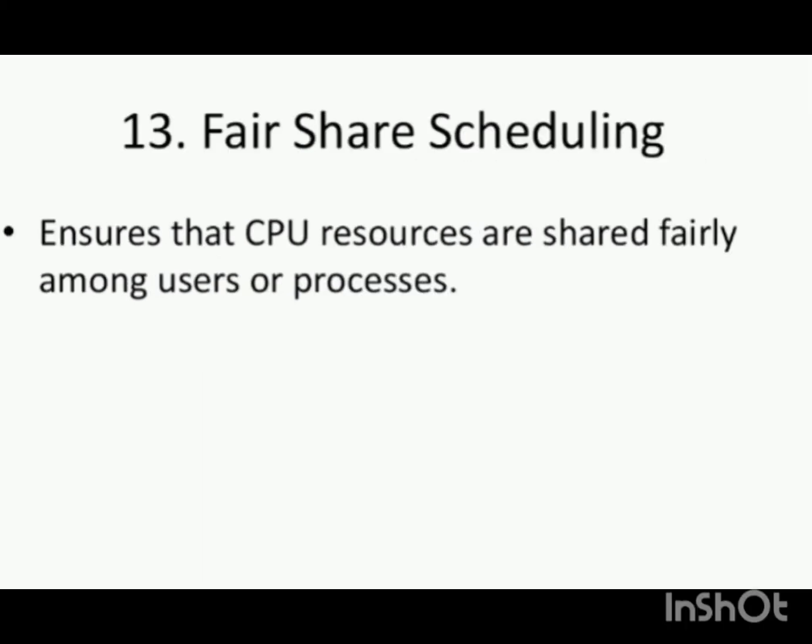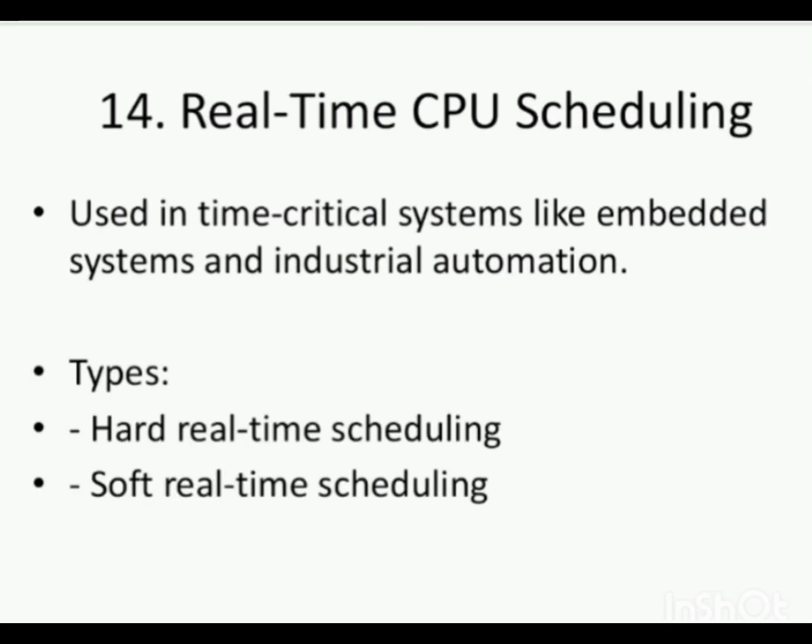Fair share scheduling. Fair share scheduling ensures that CPU resources are shared fairly among users or processes. Next, real-time CPU scheduling, used in critical systems like embedded systems and industrial automation. Types: hard real-time scheduling, soft real-time scheduling.